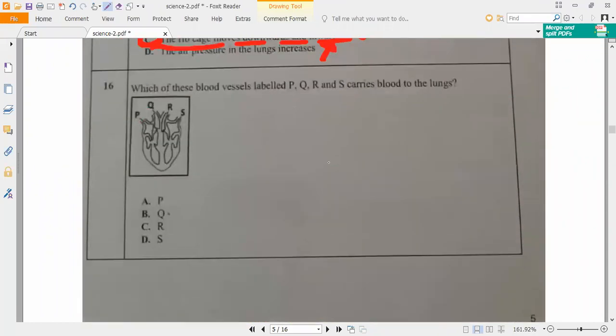Okay. Next. Which of these blood vessels labeled P, Q, R, S carries blood to the lungs? Blood to the lungs. Karthikeyan, I don't know what I should do to you. They are asking which of these blood vessels labeled P, Q, R, S carries blood to the lungs.